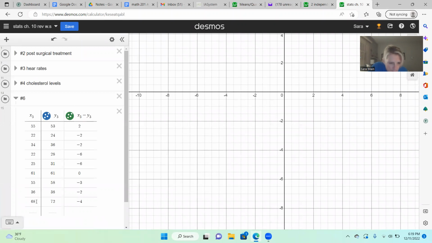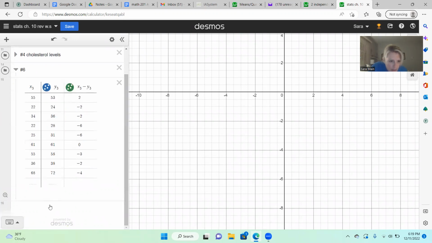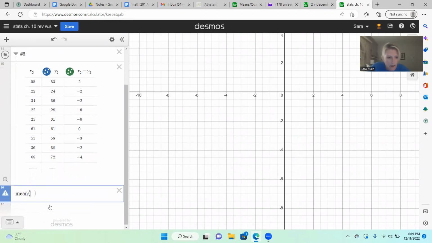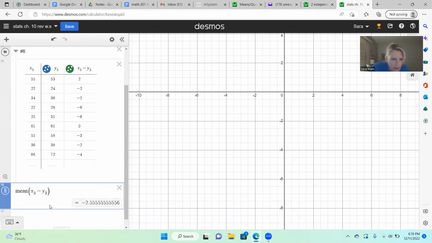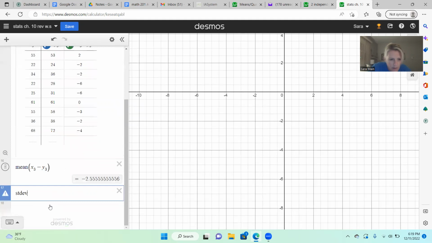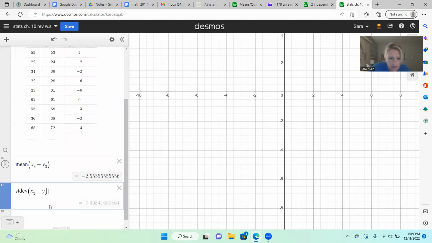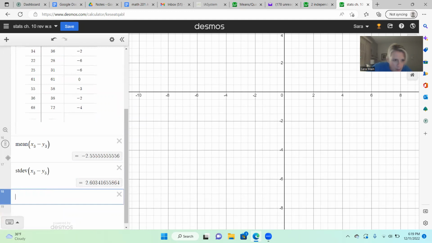And there's my data set A for program A, and then salary for program B. And then I calculated the differences. And then we're going to need to get the mean of the differences. So my data is X3 minus Y3. I want the mean of the differences. And then I would like the standard deviation of the differences as well. And we're going to need to jot those down because we'll need them in the little program. So the mean of the differences is a negative 2.56, and the standard deviation is 2.603.